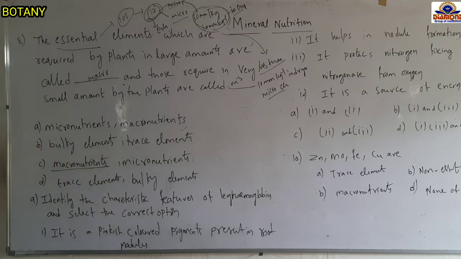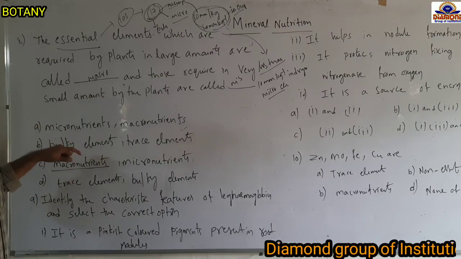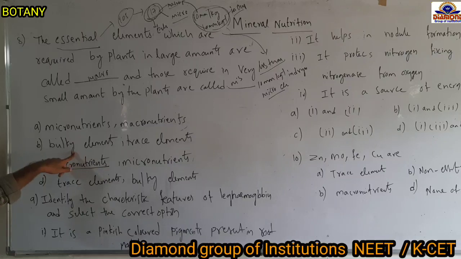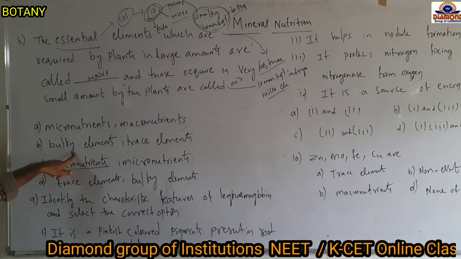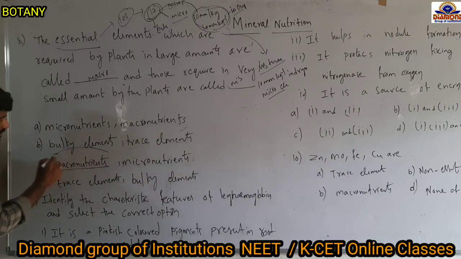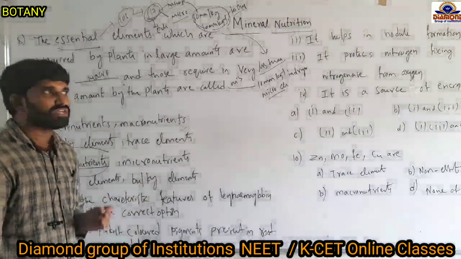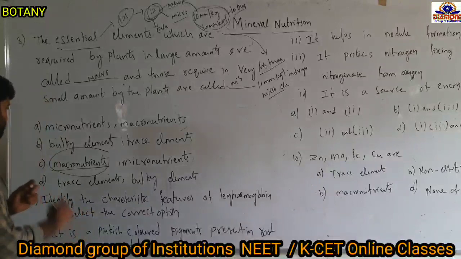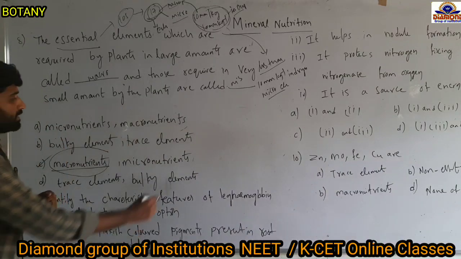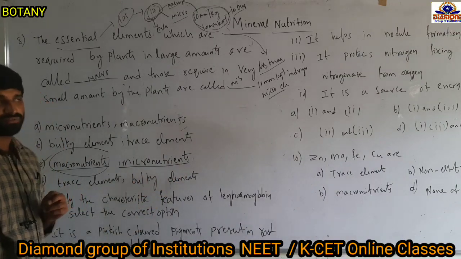Bulk elements means a group of elements. Here macro elements and the bulk elements are also groups of elements, but not all of the bulk elements are considered as macro. So only some specific elements are required for the plant growth and development more than 10 millimoles per kg. Those types of elements we call macro elements. And next is micronutrients or micro elements.